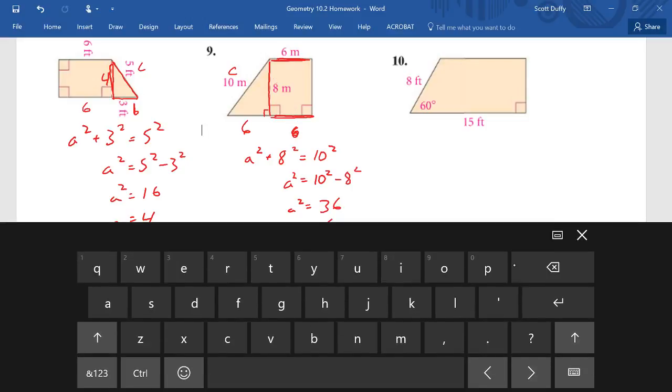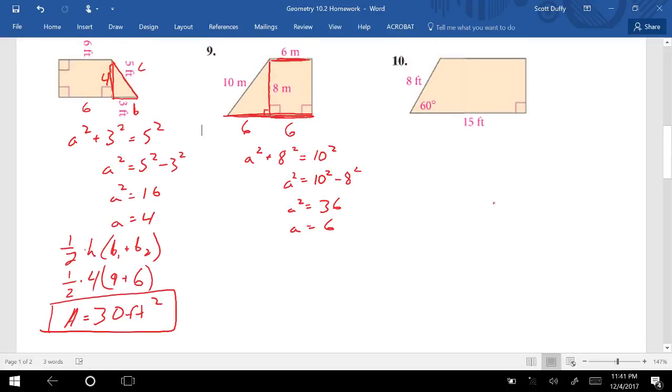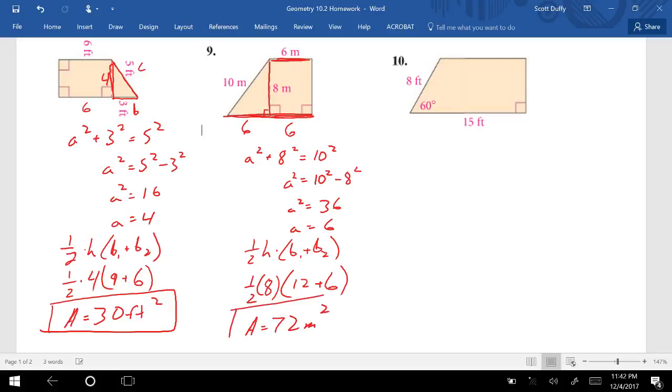That's 6. The other part is 6. So the full base is 12. Plugging into 1/2 times height times base 1 plus base 2. 1/2 times height of 8 times the sum of the bases. Well, the bottom would be 12 plus base 2 would be 6 up on top. Add them together, multiply by 8, and multiply by 1/2. And you get an area of 72 square meters.